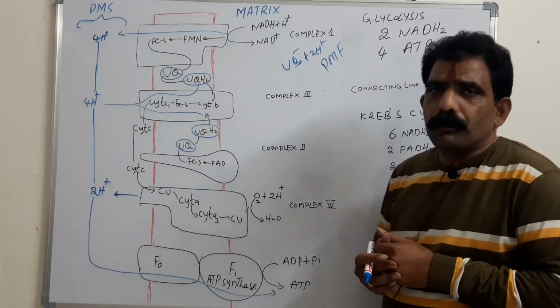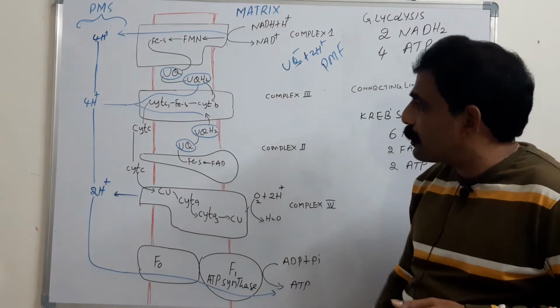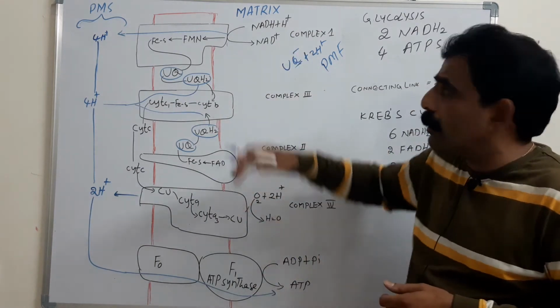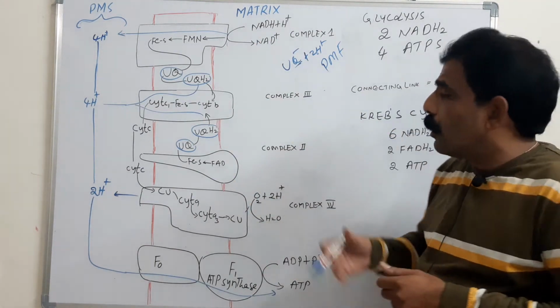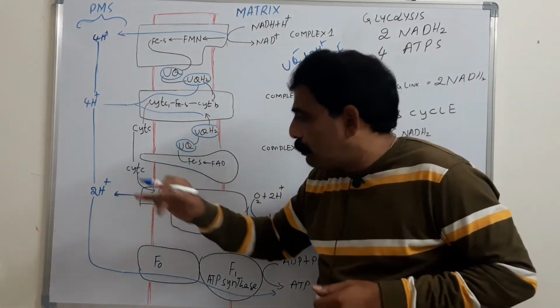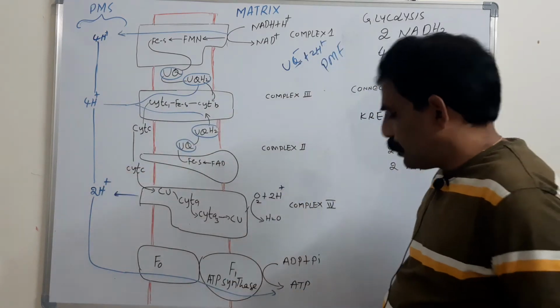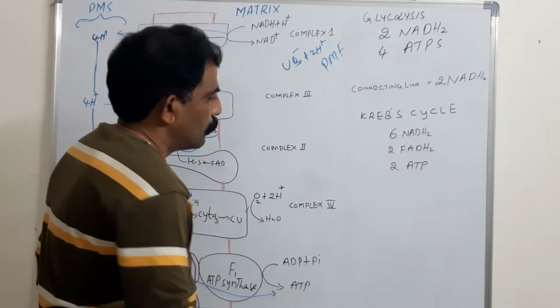If it is true, how many protons are pumped out during the transport of electrons from one NADH2, or during the oxidation of one NADH2? How many protons are pumped out from the mitochondrial matrix into the perimitochondrial space? 4, 4, 2, 10. So 10 protons are pumped out.